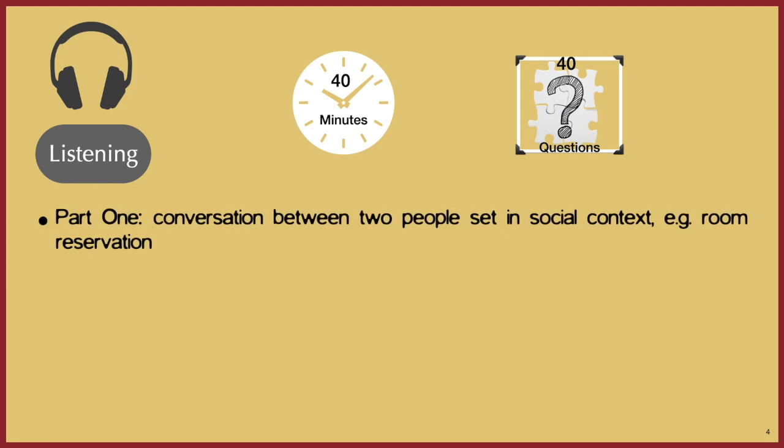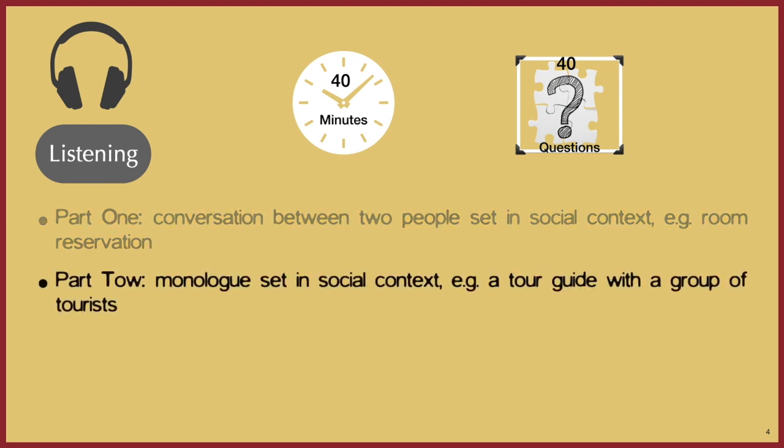In part number 1, the recording presents you with a conversation between 2 people set in a social context, for example, a room reservation. In part 2, the recording presents you with a monologue set in a social context, for example, a tour guide with a group of tourists.